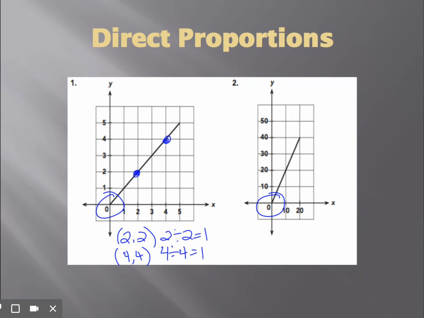In number 2 here, I can try this point here. Again, pick easy points that meet at exact coordinates. So this point is (10, 20). And then I have another point here, (20, 40). So I'll check that it's a direct proportion by again doing y divided by x. 20 divided by 10 is 2. And 40 divided by 20 is also 2. So these two graphs both have a rate of change of 2.